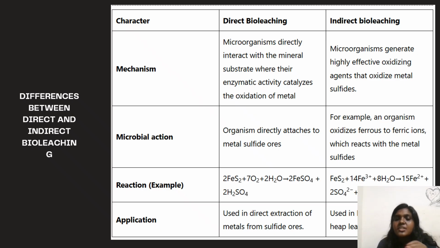And indirect bioleaching is used in the form of heap leaching. In heap leaching, there is a heap of ore present, and we spray the microorganisms on top of it, and the microorganisms produce a certain amount of effective oxidizing agents. And what will these oxidizing agents do? They will produce certain chemicals, and these chemicals will leach the ores, and they help us to extract these metals. So these are the basic differences between direct bioleaching and indirect bioleaching.